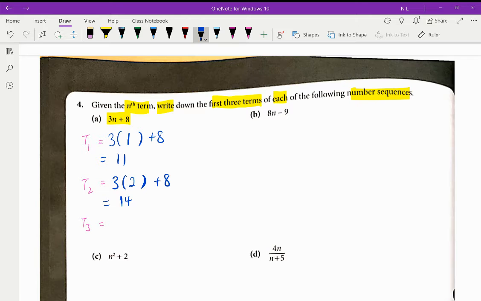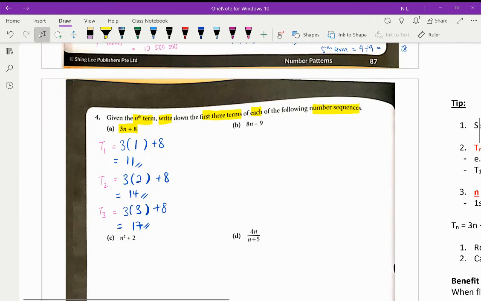So let's look at the third term. After I write down 3, what do I need to do next? You need to replace the n with a bracket, to remind you that you need to put a number into this bracket to replace n, plus 8. And for the third term, what will be the n in this case? It will be 3. So 3 times 3, which is 9, plus 8 is 17. So these will be the first three terms of this number sequence. Using the same concept that we have learned, let's look at part b.